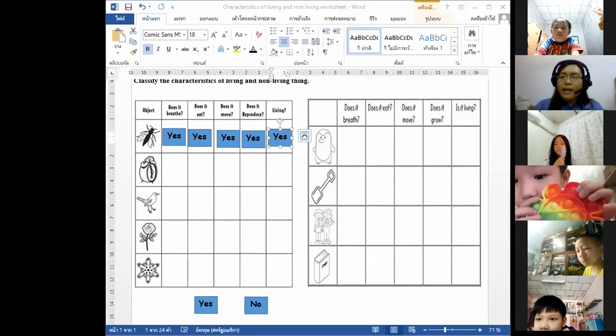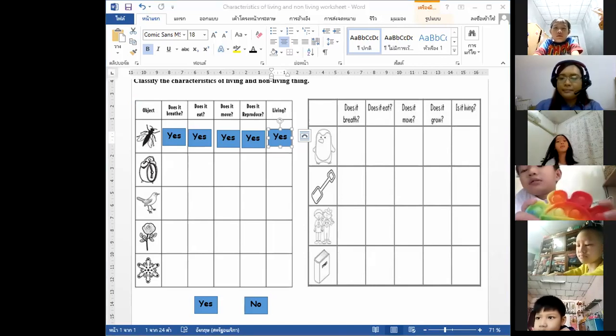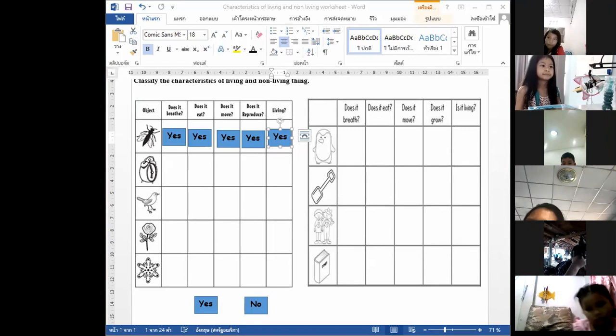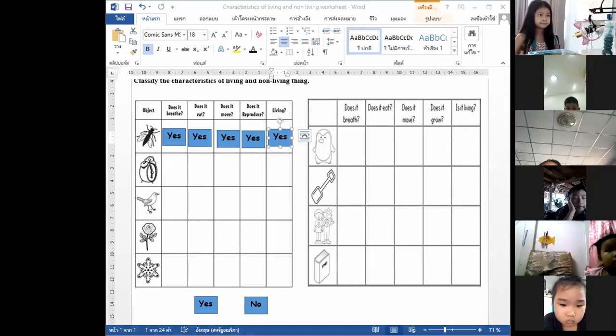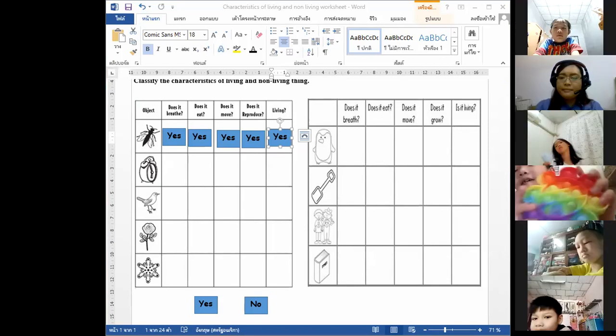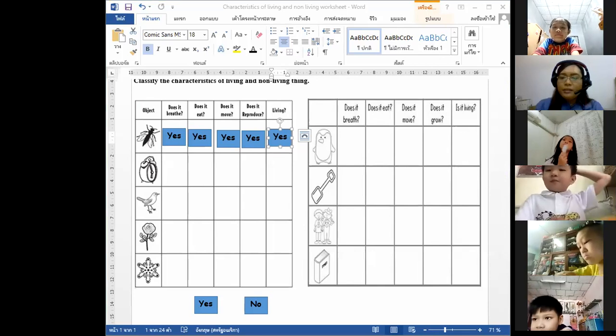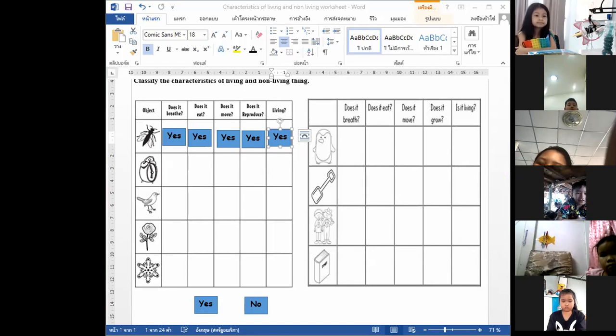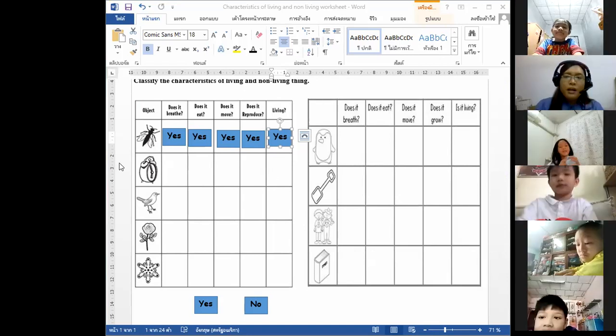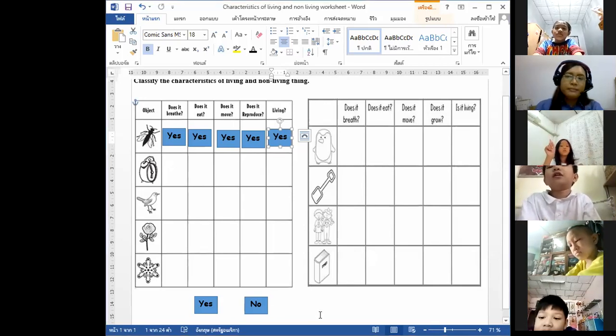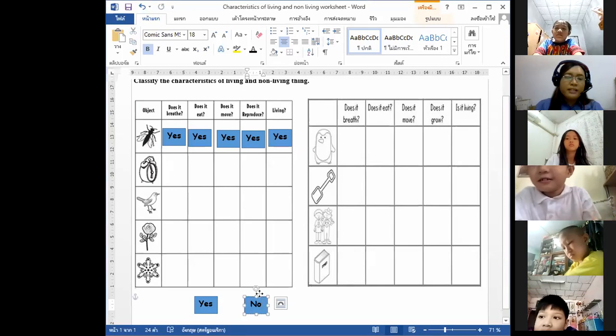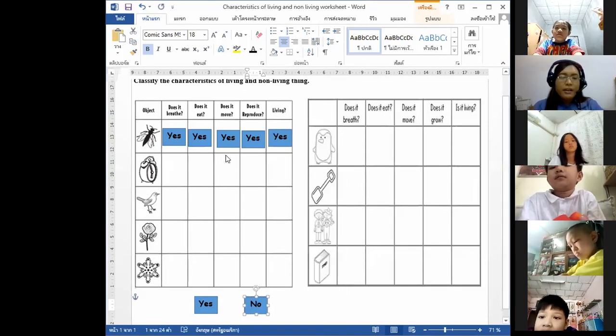Who wants to help Namo? Raise your hand. Who would like to help Namo? Raise your hand. No one is raising hand except Otto. Okay, Otto, you can help Namo. Alarm clock, does it breathe? No, it doesn't. Okay.